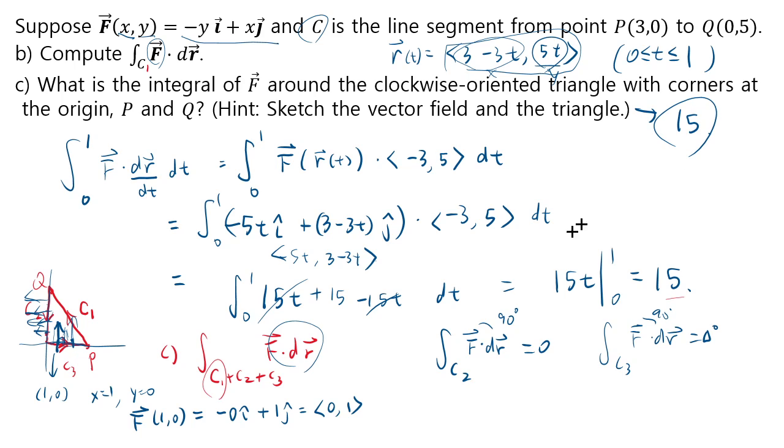It wouldn't change because the integration over C1, C2, C3 is the same as integration over C1, plus integration over C2, plus integration over C3. But the C2 and C3 integrals are 0 because the path is perpendicular to the vector field. And that's why the answer to part C will be the same as part B.